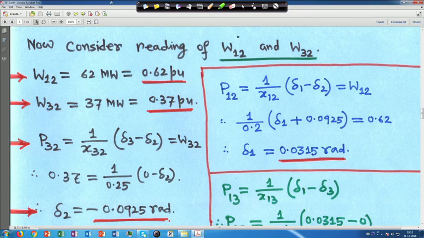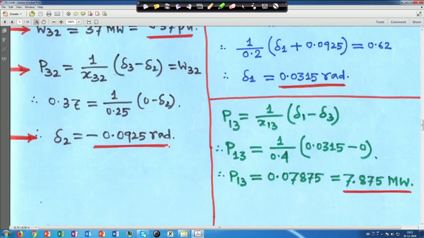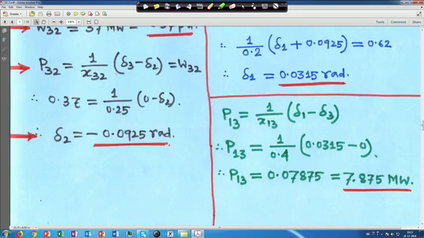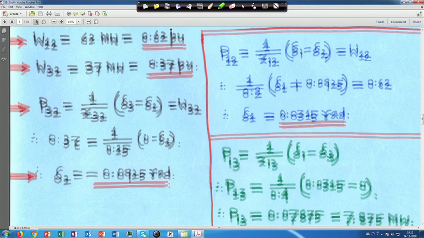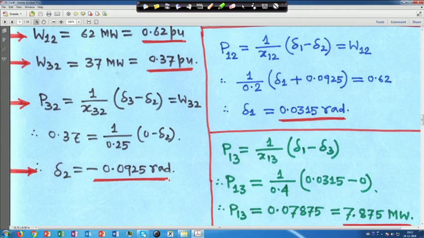Similarly, hold on. So, here delta 1 has been computed. P12 is 1 upon x12 into delta 1 minus delta 2, and that is actually equal to the W12 reading. So, x12 is 0.2. So, put the delta 2 value here, delta 1 plus 0.0925 because it is minus. So, delta 1 is 0.0315 radian, right.